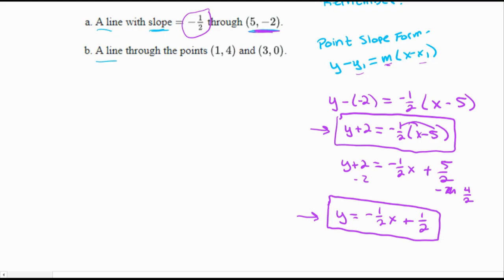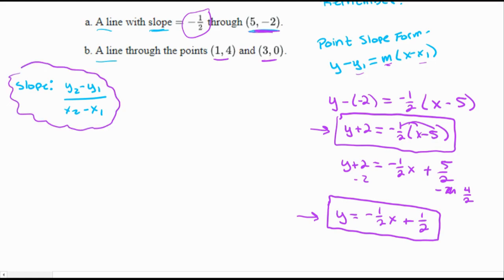In the second one here, we have to do a little bit more work. So it says a line through the points here. Another thing we have to remember is how to find the slope. So for this one, we got to remember slope is y2 minus y1 over x2 minus x1. And when we're doing this, it doesn't really matter what order as far as which one's x1, which one's y1, which one's x2. You just need to keep them together, right?